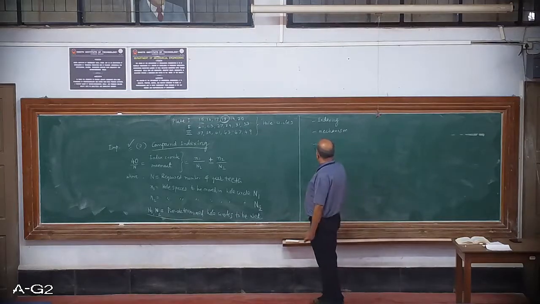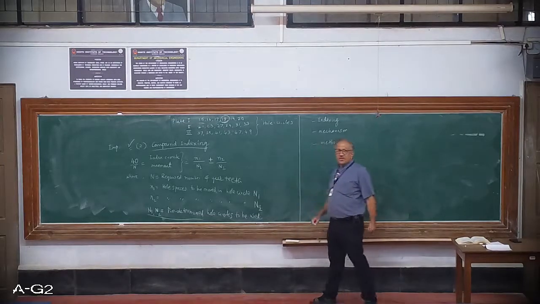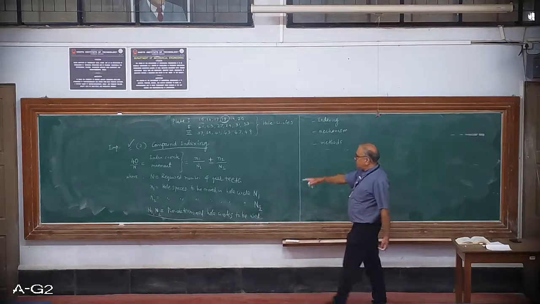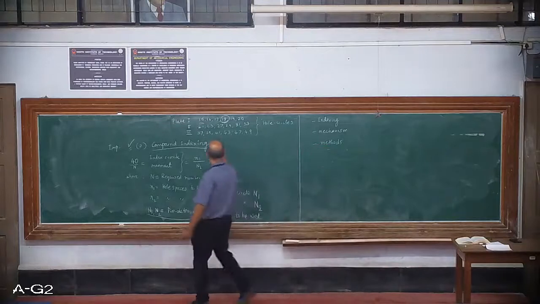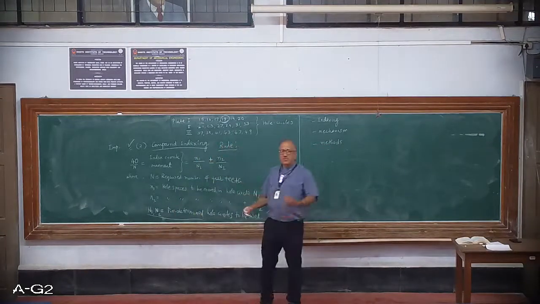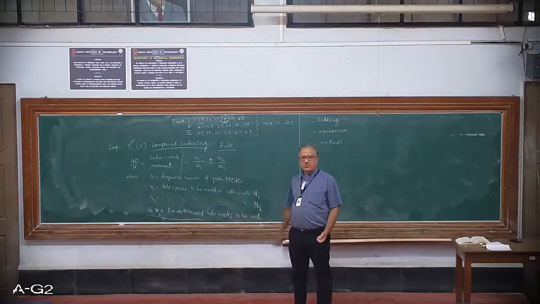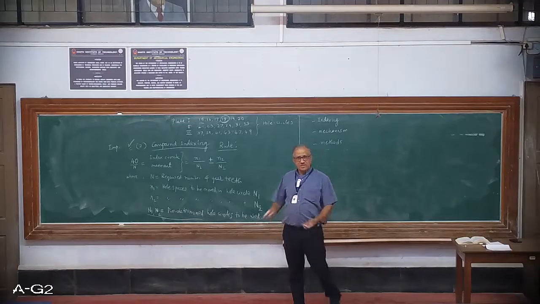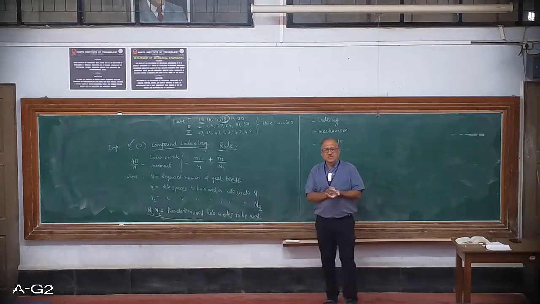And also we have seen two methods of indexing, the plain indexing with a numerical problem and compound indexing with the rule. This is the rule for compound indexing. We have seen this. We will solve a problem on compound indexing tomorrow. So we will try to complete this entire indexing tomorrow.